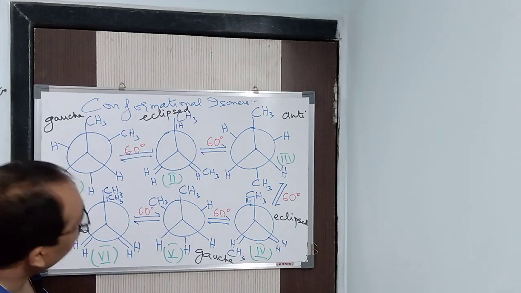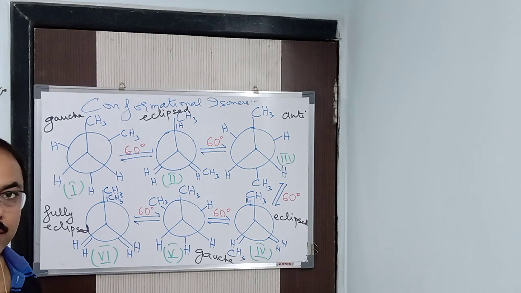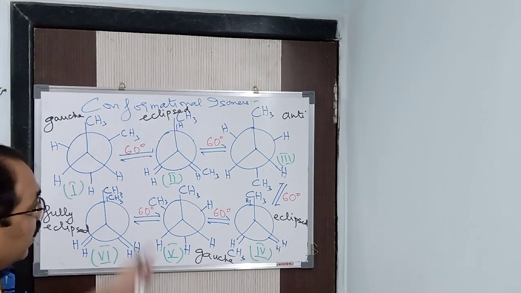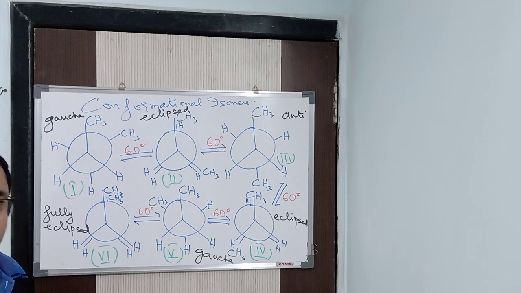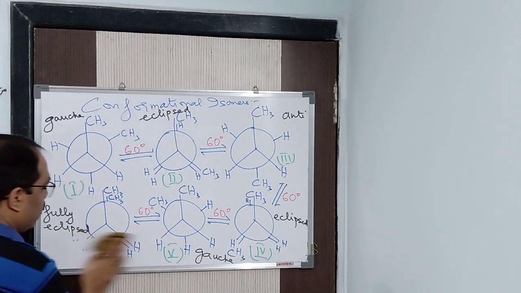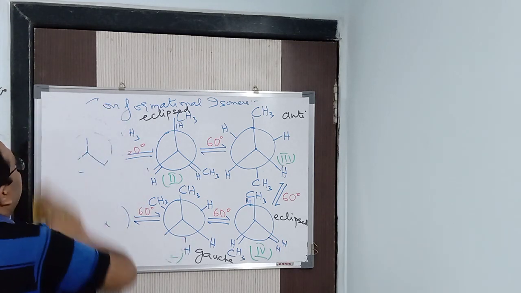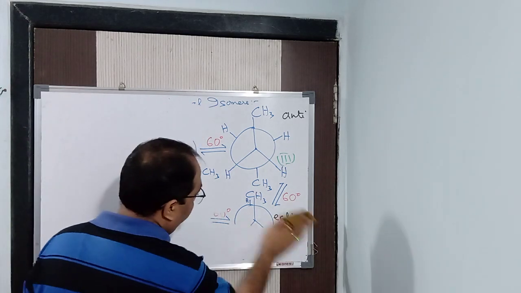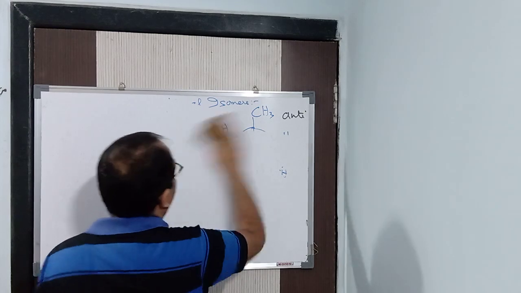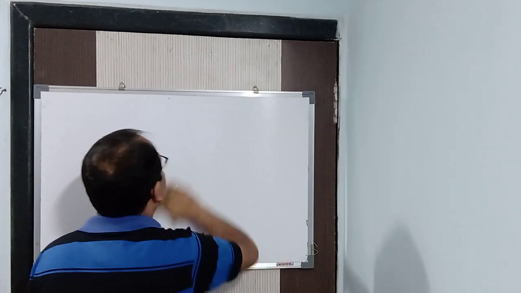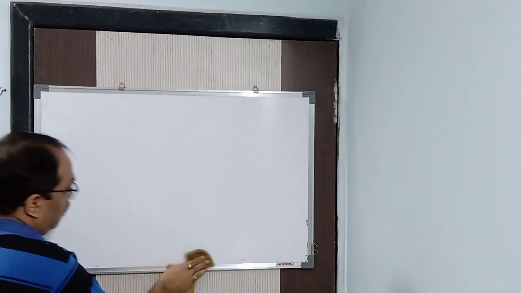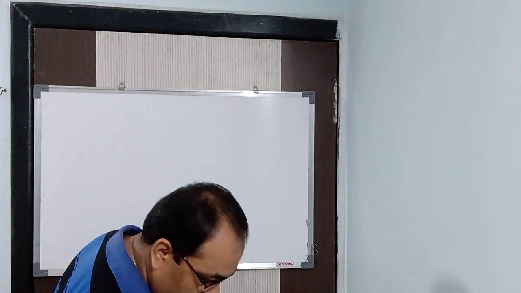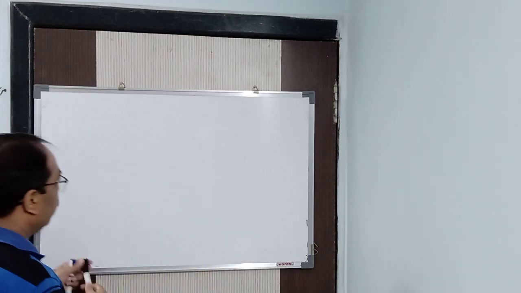Now, I will talk about their stability. Which conformer is more stable here, and how it is more stable, I will be telling you now. For that purpose I will be drawing a graph, and with the help of the graph I will explain how they are stable, which is more stable and which is less stable.